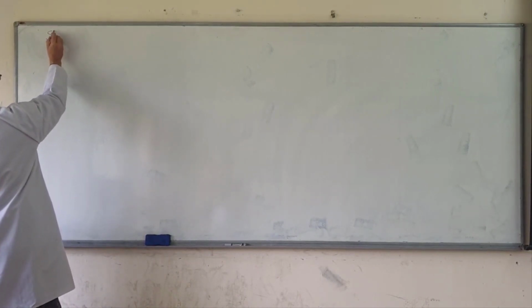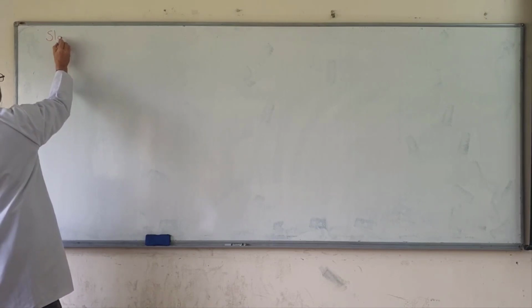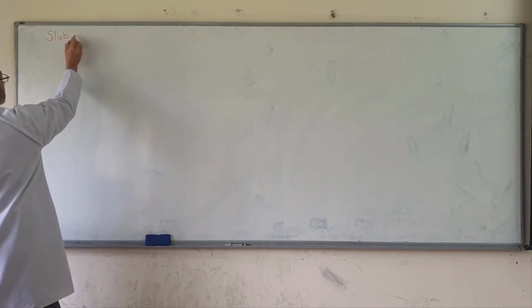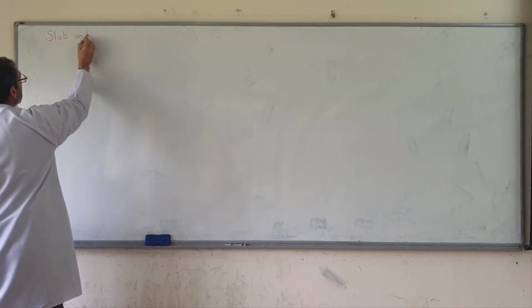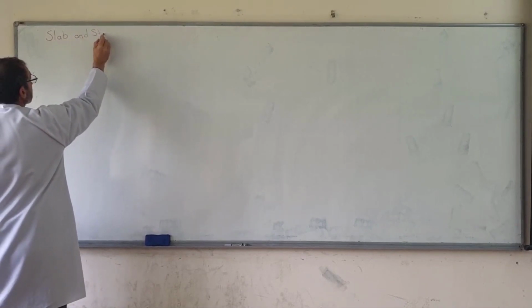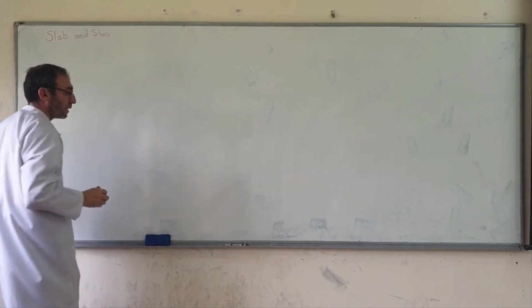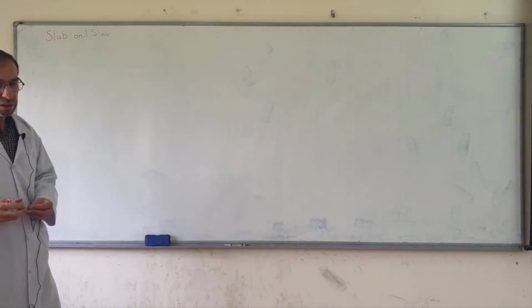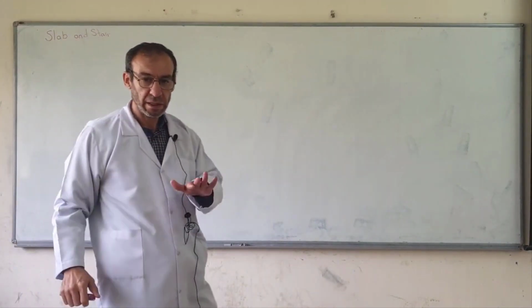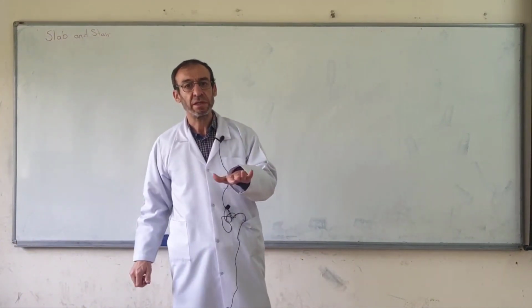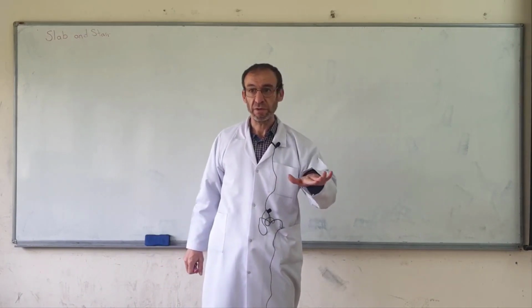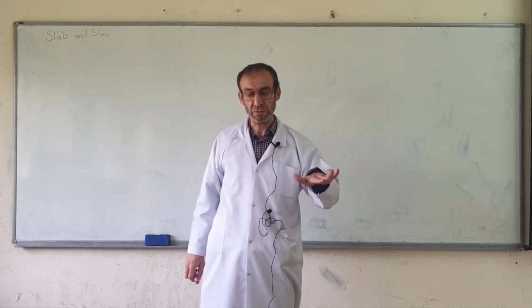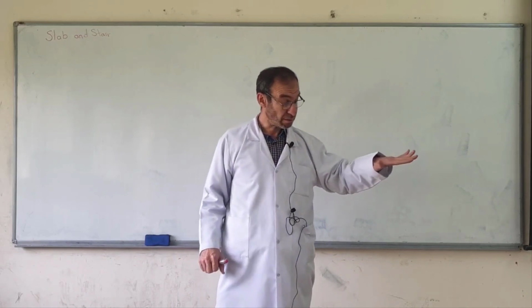This is the slab and stair. Slab is a horizontal platform, a horizontal surface normally constructed in a horizontal plane.